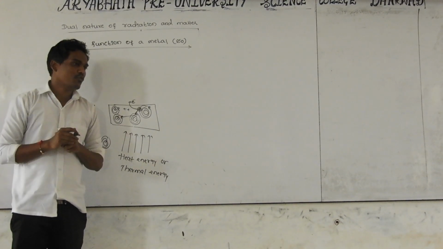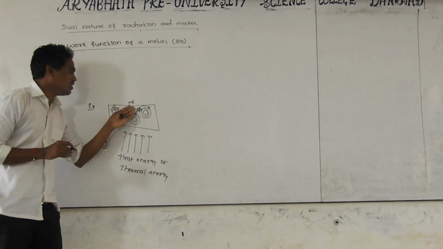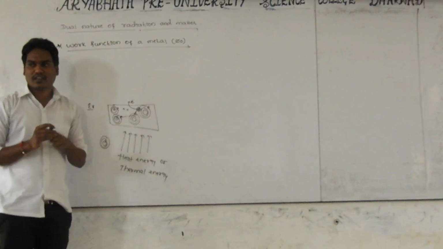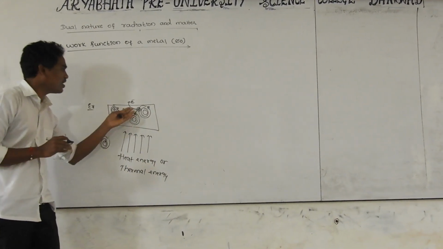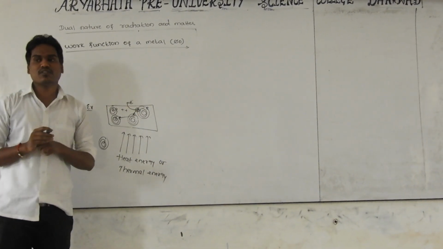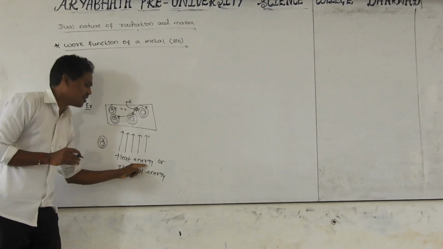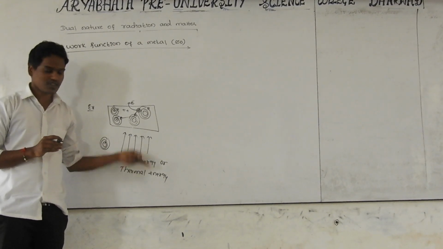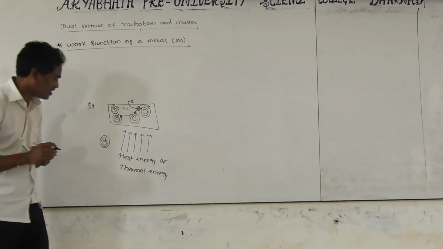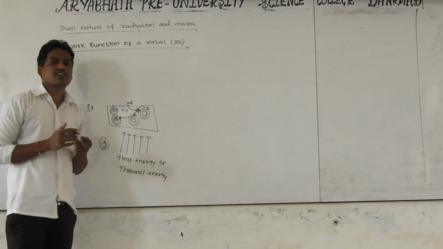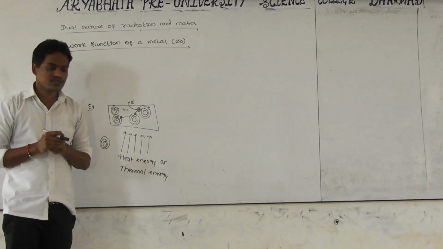Then finally, what happened here? This electron is not emitting out of the metal. Then our intention is to what? You need to emit the electron from the surface of the metal. Then what do you need to do? You again increase further heat energy. If you increase further heat energy, then the kinetic energy of the electron again increases.